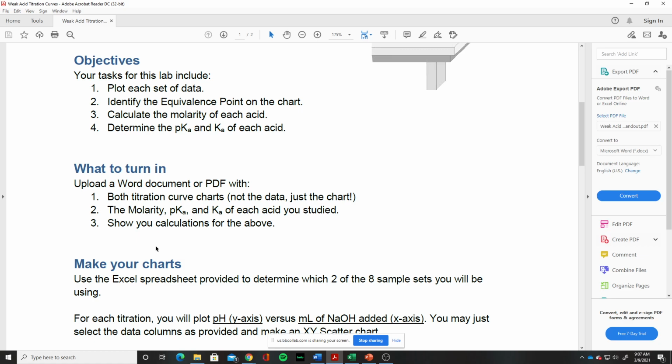So if you want to type the work out, that's okay. If you want to have it written out and just either scan it or take a picture of it, that's also perfectly fine, as long as I can read it, as long as it's easily legible.